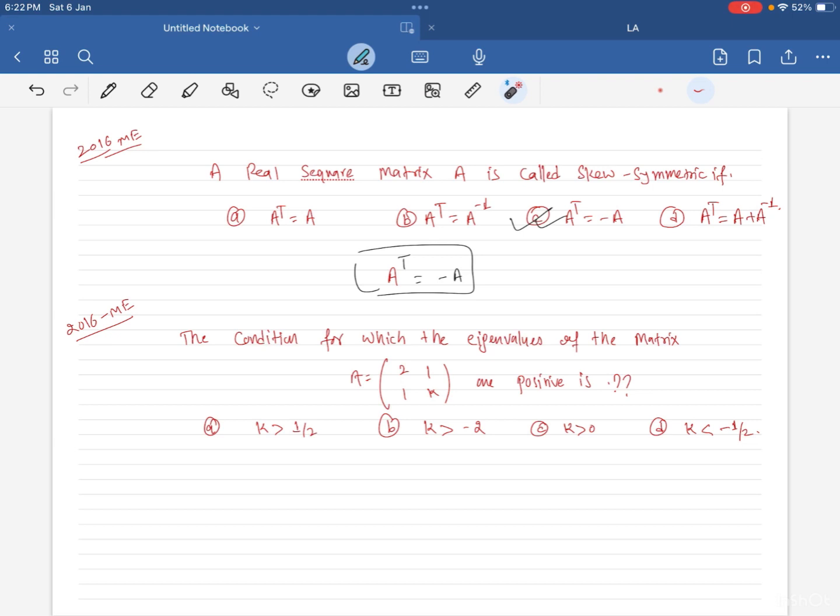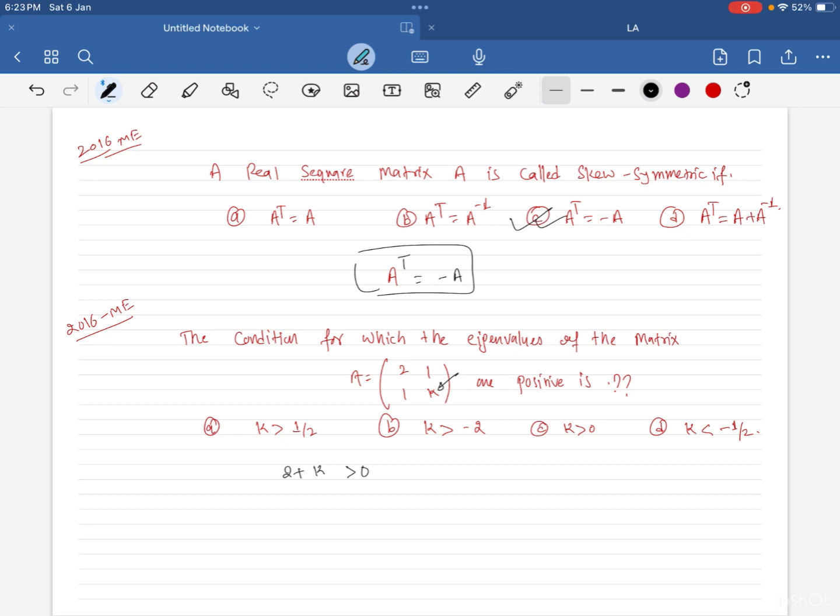Okay, now we have this question from 2016 mechanical branch. So the condition for which the eigenvalues of the matrix are positive. We will have to find what condition on k makes the eigenvalues of this matrix positive. So the trace of the matrix is 2 plus k, right? If the eigenvalues are positive, then the trace is also going to be positive. So that means it should be greater than 0, right? That is the one condition.